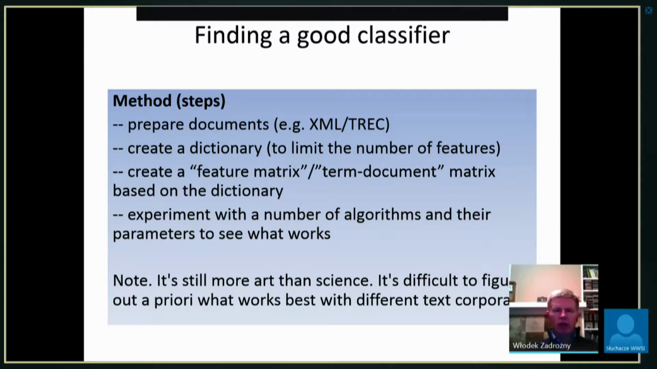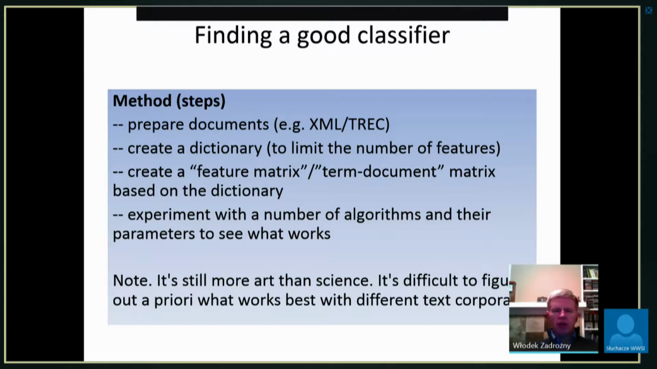So how do we go about finding a good classifier? Usually we have to prepare the documents, so we need to put them in the right format. So for example, this could be an XML format or a TREC format. We create a dictionary to limit the number of features, and sometimes this is done automatically by the classifier. We create a feature matrix or term document matrix that is based on the dictionary. Again, this can be done by a classifier. And then we experiment with a number of algorithms to see what works.